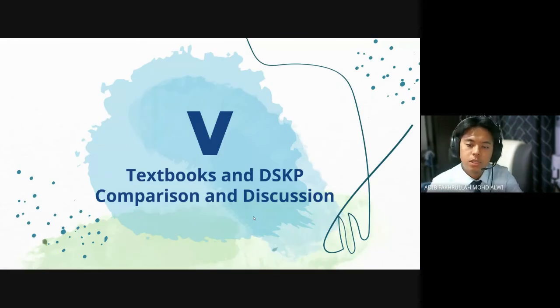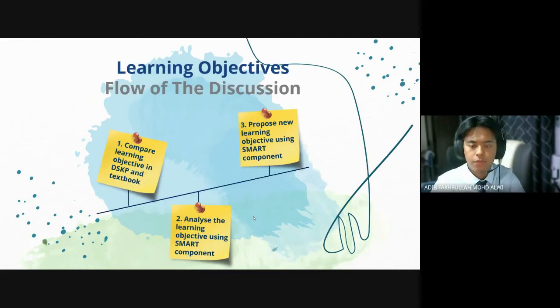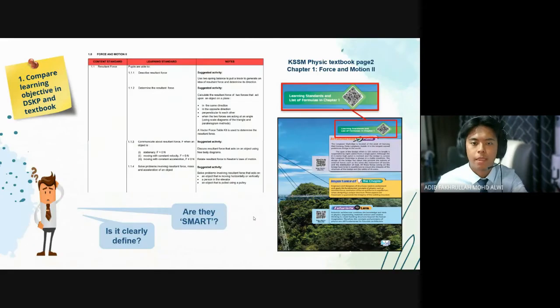Let's take a look to the last subtopic, which is textbooks and the SKP comparison and discussion of learning objective. This is the flow of the discussion. First, we need to compare learning objective in the SKP and textbook. And then we need to analyze the learning objective using SMART component. And the third, propose new learning objective using SMART components. Let's take a look.